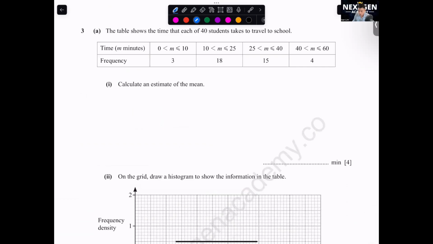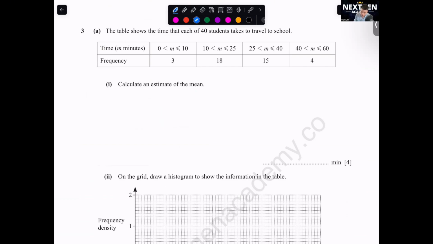The table shows the time that each of 40 students takes to travel to school. Calculate an estimate for the mean. This is a 4-mark question. Okay, for mean, I want you all to write down, don't just jump straight to the final answer. Write down the formula so that you know what you're doing and you can double check it also.